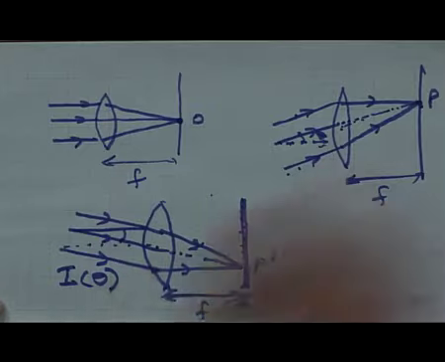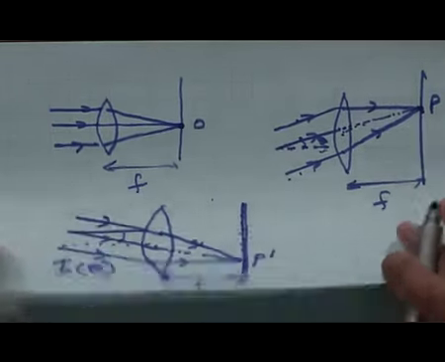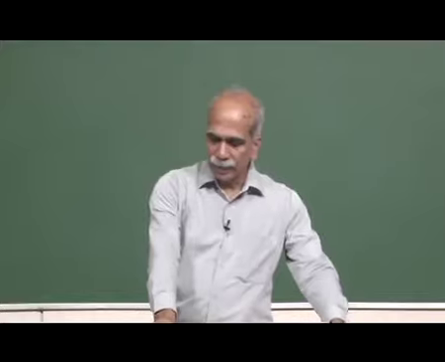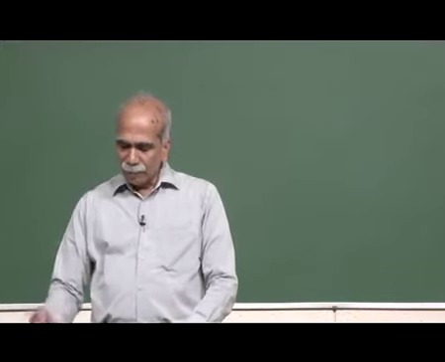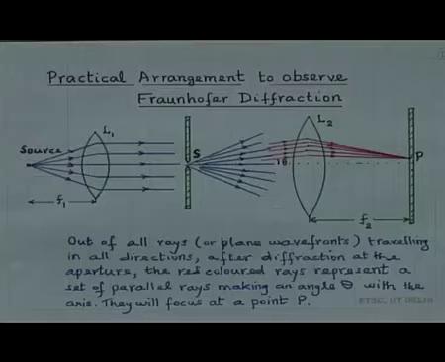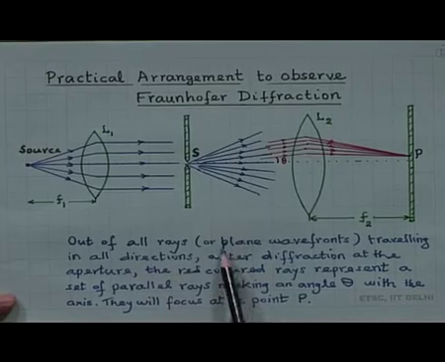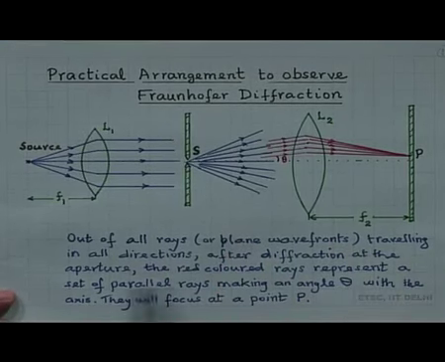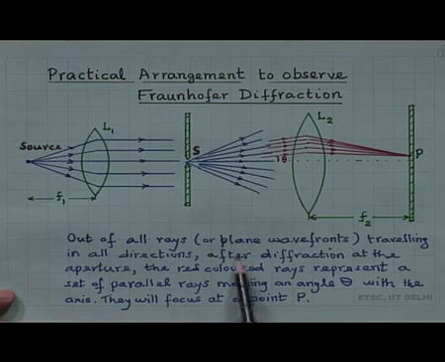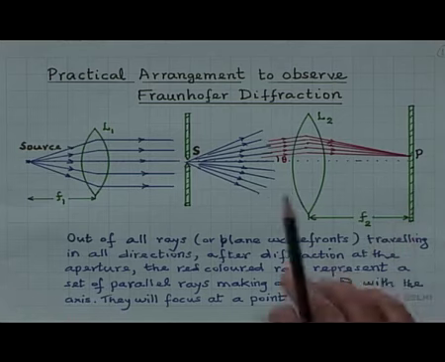So, that is why I have shown this diagram. Let me put the pre-drawn diagram here. I will come back again. Out of all the rays or plane wave fronts traveling in all directions after diffraction at the aperture, the red colored rays represent a set of parallel rays making an angle theta with the axis. They will focus at a point P.